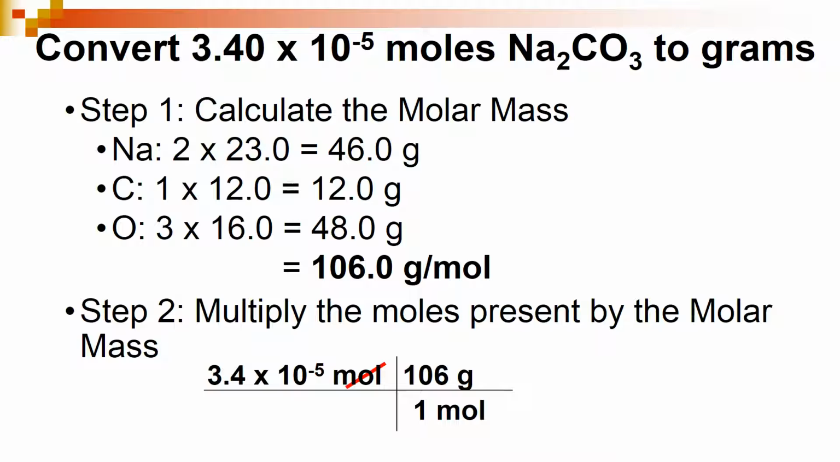Now, when we cancel our like units, we can multiply the values on top. 3.4 times 10 to the negative 5th times 106 tells us that the value of 3.6 times 10 to the negative 3 grams is equivalent to 3.40 times 10 to the negative 5th moles of sodium carbonate. And please take a few moments to finish copying any relevant information from this slide.